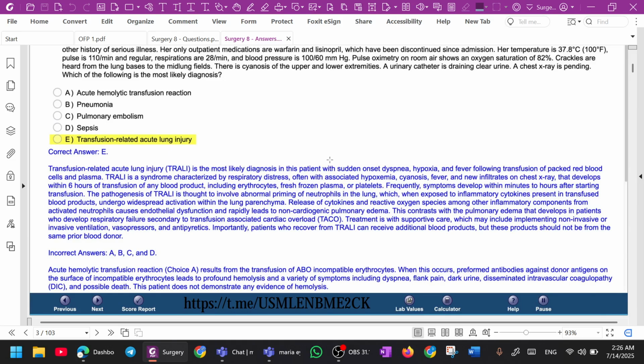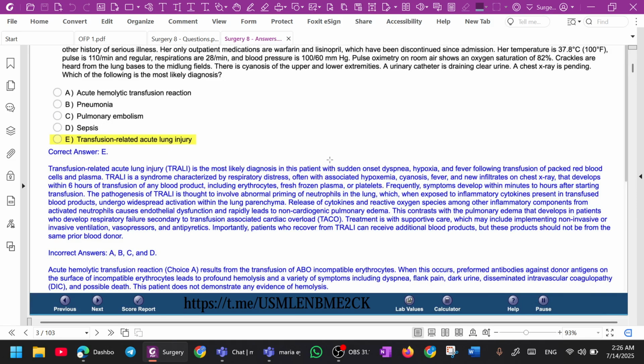Treatment is with supportive care, which may include non-invasive or invasive ventilation, vasopressors, and antipyretics. Importantly, patients who recover from TRALI can receive additional blood products, but the product should not be from the same prior blood donor. It's not acute hemolytic transfusion reaction.